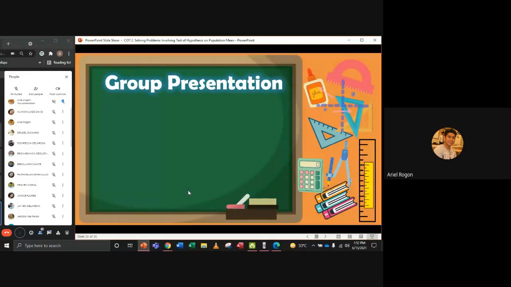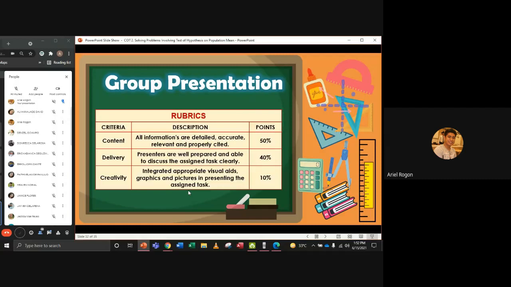Di ba last week I assigned you a problem. Then using the same problem, you can apply the steps of hypothesis testing. You can present using that given problem by applying the steps in hypothesis testing. Nasa inyo kung how you're going to present. So you will be graded based on the criteria: the content is 50%, delivery 40%, and creativity 10%.